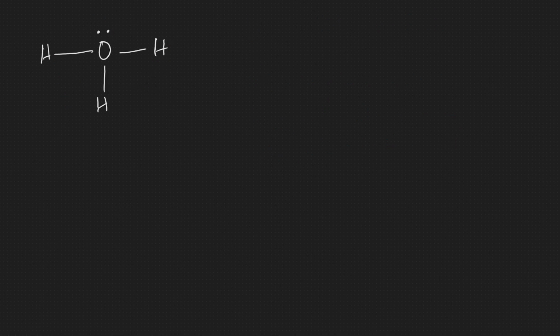Let's see another example for this oxygen. We can calculate the formal charge of this oxygen. Formal charge equals number of valence electrons, which is 6 for oxygen, minus number of bonds, which is 3, and number of dots, that is 2, so it is 5.